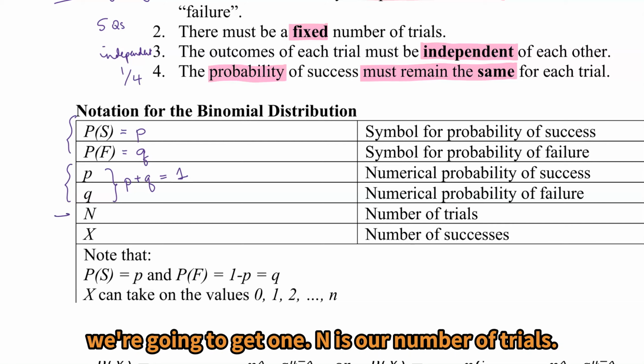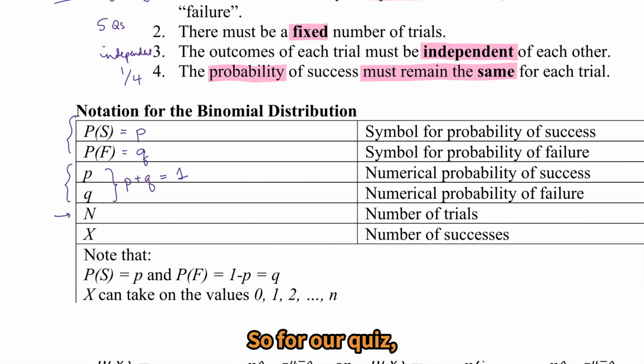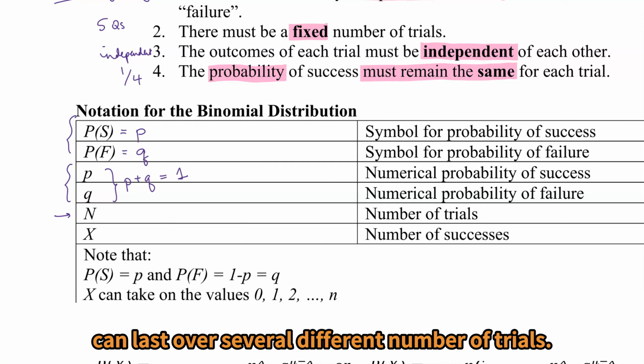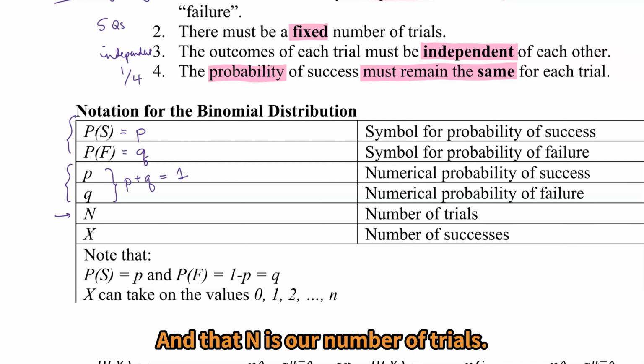N is our number of trials. So for our quiz, we had 5 questions. N would be 5. X is the number of successes in all of those trials. So one trial is one instance of the experiment, but the experiment can last over several different number of trials, and that N is our number of trials.